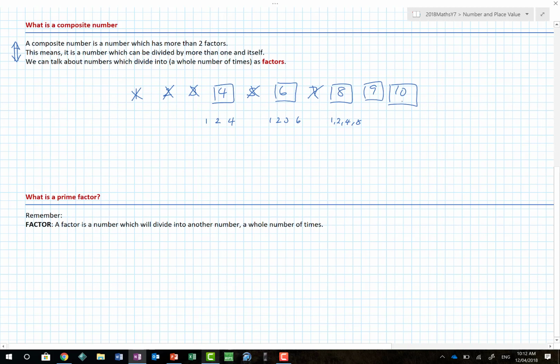So let's think. What about the first 10 composite numbers? 4, 6, 8, 9, and 10 are our first 5 composite numbers. Then 12, 14, 15, 16, and 18. How many do I have? 1, 2, 3, 4, 5, 6, 7, 8, 9, 10. There we go. So as far as I'm concerned, they are my first 10 composite numbers.